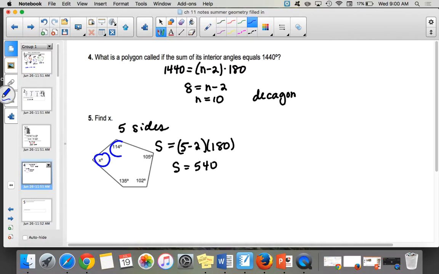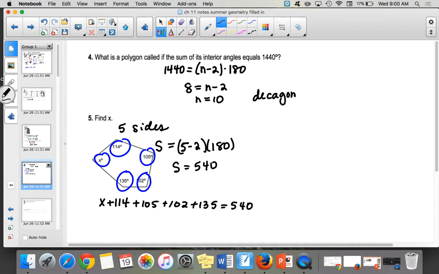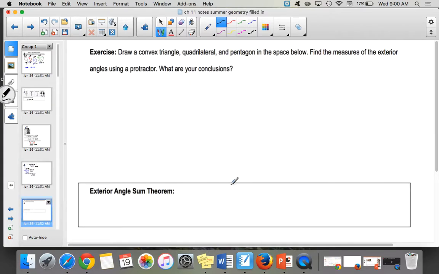So now we take all these angles and we add them together. So we're like, okay, x plus 114 plus 105 plus 102 plus 135 equals 540. And we can solve for x. So we do our 540 and I just subtract all those out. So I get x equals 84. Okay, do these make sense? All right, so now we have another one.